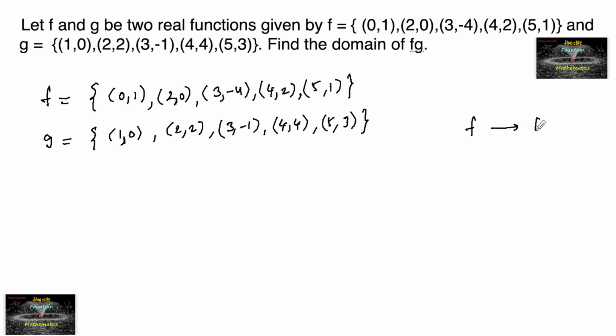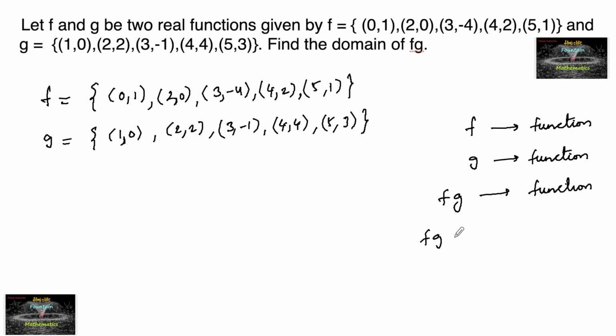Since f is a function and g is a function, the product of these two functions, fg, is also a function, and it is given that for any value x belonging to the domain of f intersection domain of g, since the domain of the function fg can be taken as domain of f intersection domain of g, for this x value fg of x is equal to f of x into g of x.